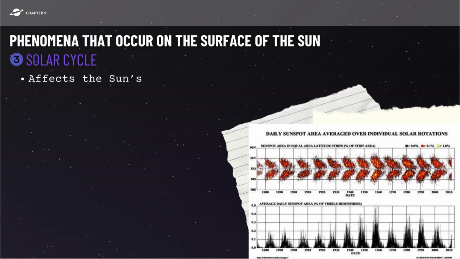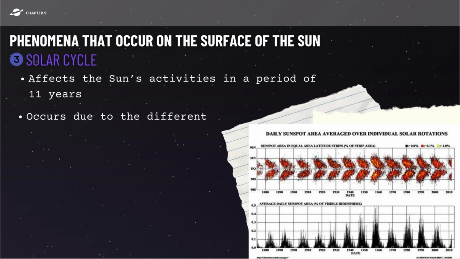The solar cycle affects the Sun's activities in a period of 11 years. It occurs due to different numbers of fluxes based on time, and is also known as the sunspot cycle.